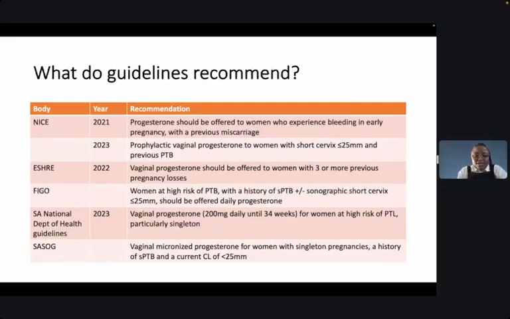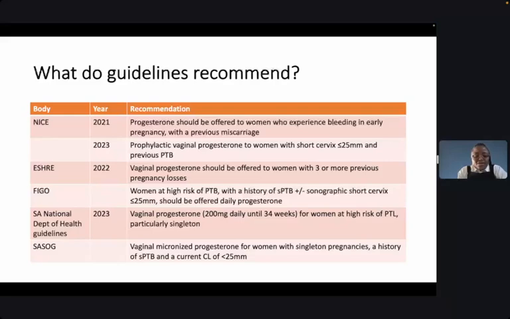Then what do guidelines recommend? Looking at a few bodies, NICE recommends progesterone to be offered to women who experience bleeding, patients who present with bleeding in the current pregnancy and who also had a previous miscarriage. They also recommend giving vaginal progesterone to women who present with a short cervix and who had also a previous preterm birth. The ESHRE also recommends vaginal progesterone, especially for women who present with three or more miscarriages or pregnancy losses. FIGO recommends giving progesterone for women who are at high risk of preterm birth and also patients who present with a spontaneous preterm birth with also sonographic evidence of short cervix.